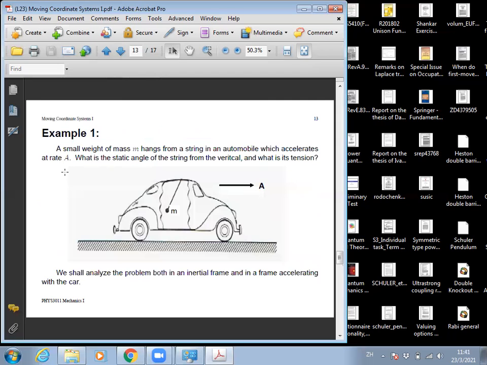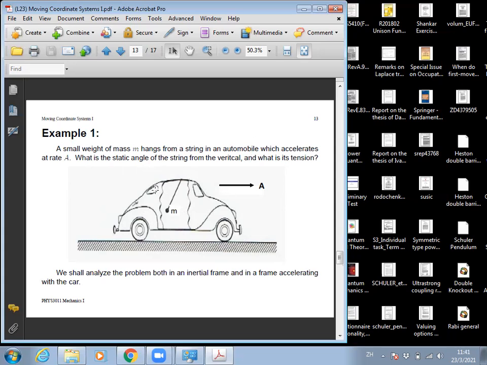Now, in example 1, we try to analyze the problem using two different frames. 1, inertial frame. 2, non-inertial frame. All right. So here we have a small weight of mass m hanging from a string in an automobile, which accelerates at rate a, as shown in this figure. Now, what is the static angle of the string from the vertical, and what is its tension?